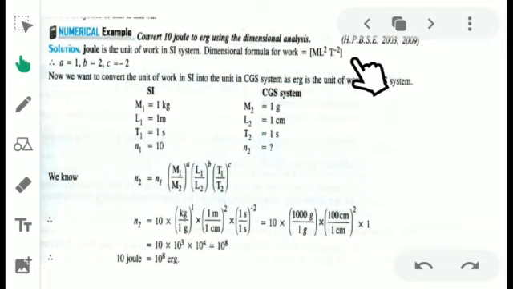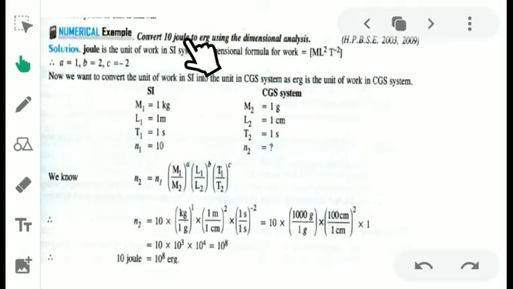Then you know the fundamental equation we derived previously, that is M raised to a, L raised to b, T raised to c. So you can compare that equation with this. So here a is equal to 1, b is equal to 2 and c is equal to minus 2. Now we have to convert 10 joules to erg. That means here N1 is equal to 10.